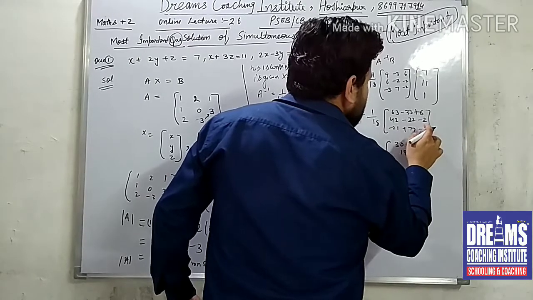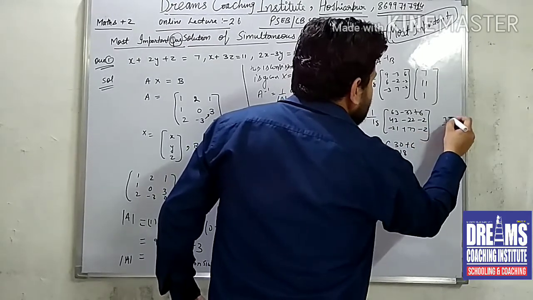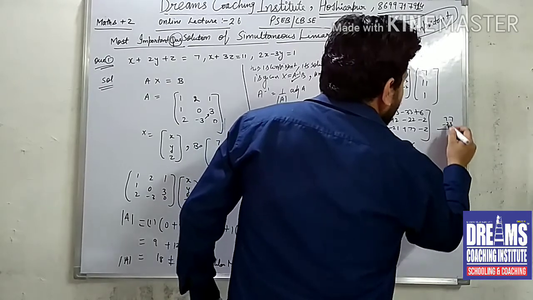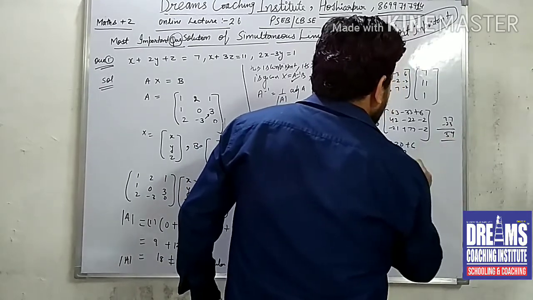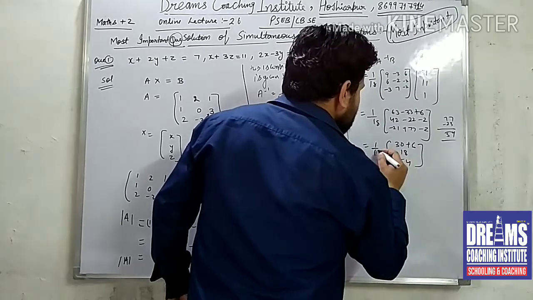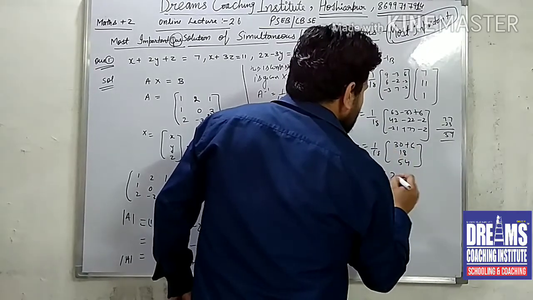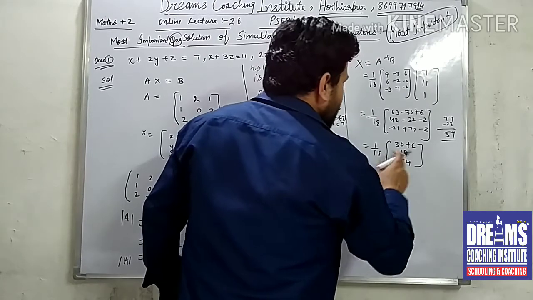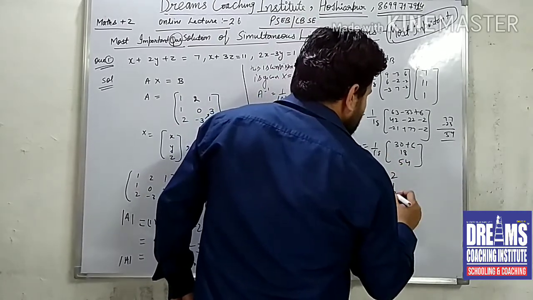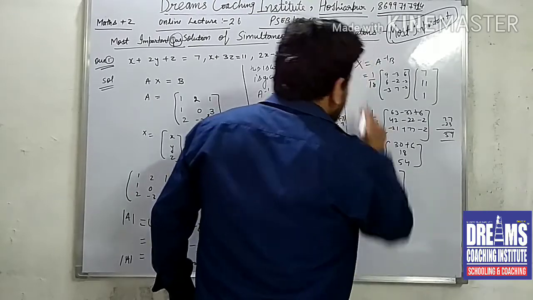Minus 21, minus 2, minus 23, and subtract that from 77: 7 minus 3 is 4, 7 minus 2 is 5. This is 54. So if I solve this, 36 divided by 18 is 2. 18 divided by 18 is 1. 54 divided by 18 is 3. So this is the value of capital X.